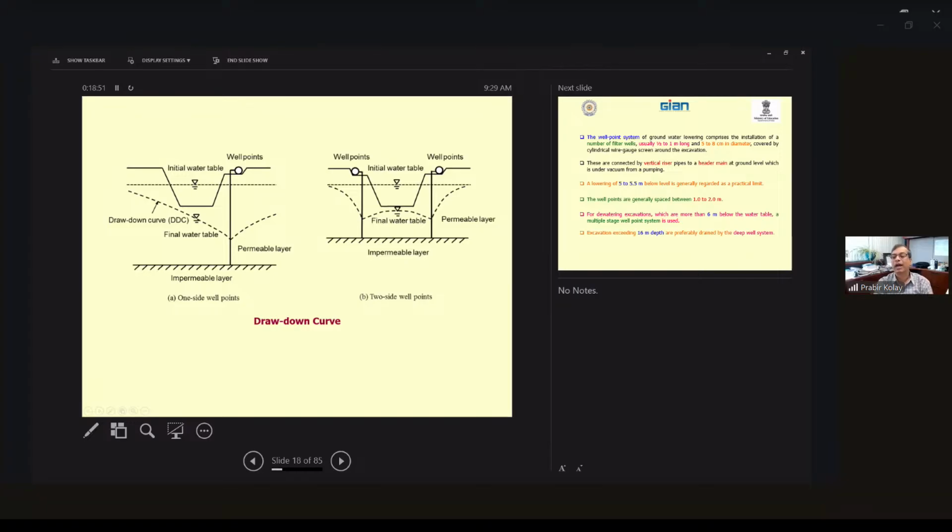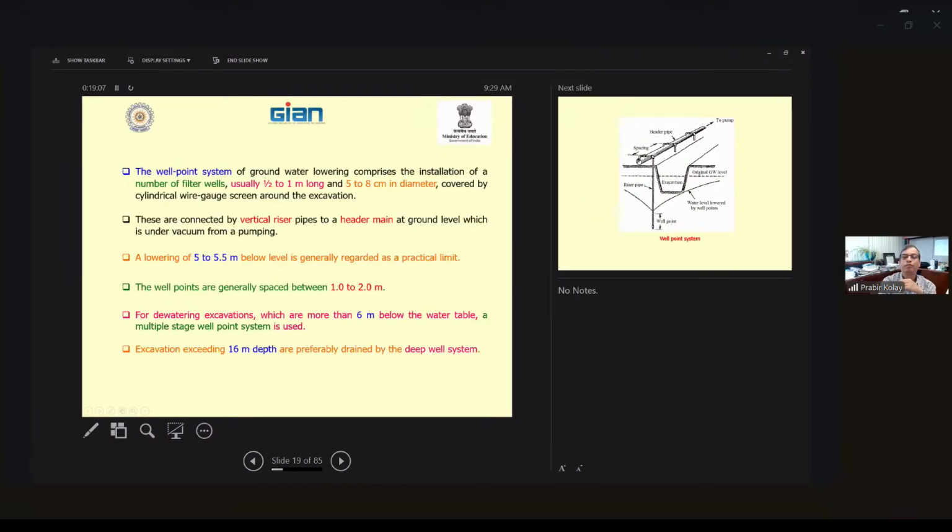This is how a two-sided well point looks. It's a similar, symmetrical structure. The water table is finally below. Initially the water table was here, now the water table is here. Okay. So you can do the construction over here, up to that depth, in dry conditions.